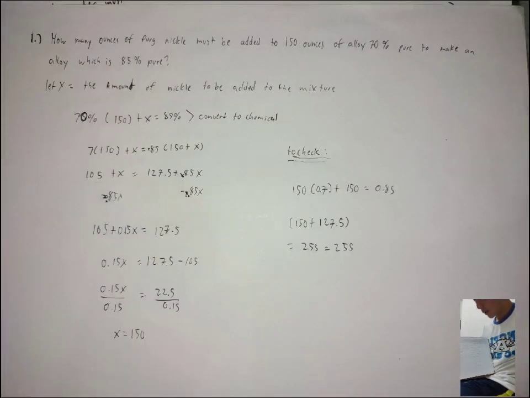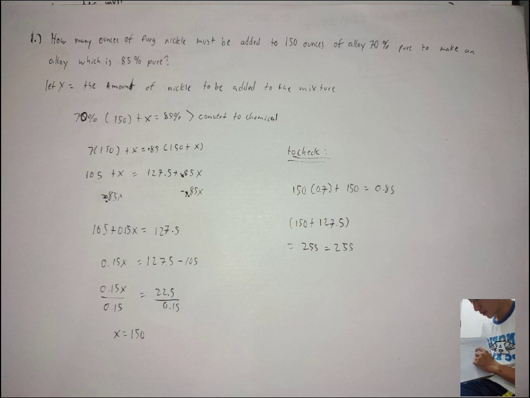So hi guys, here's problem number 1 in activity number 2. The question is: how many ounces of pure nickel must be added to 150 ounces of alloy that is 70% pure to make an alloy which is 85% pure? First, let X equal the amount of nickel to be added to the mixture.